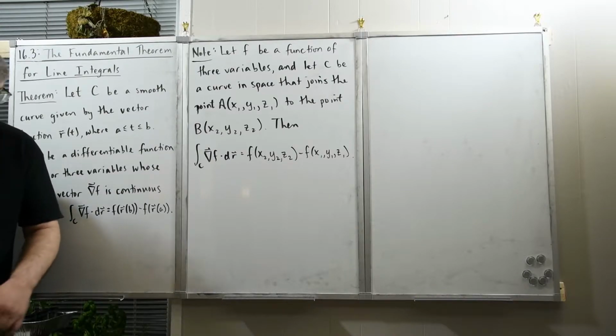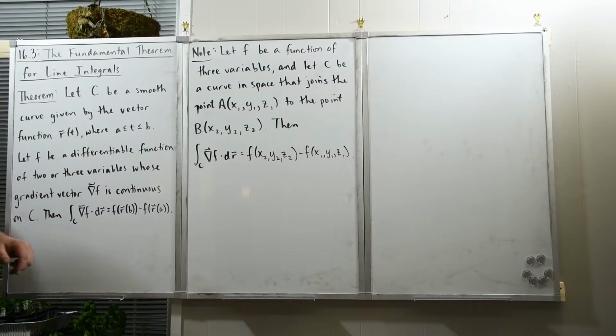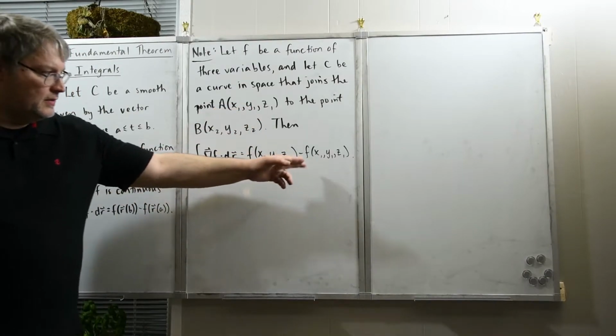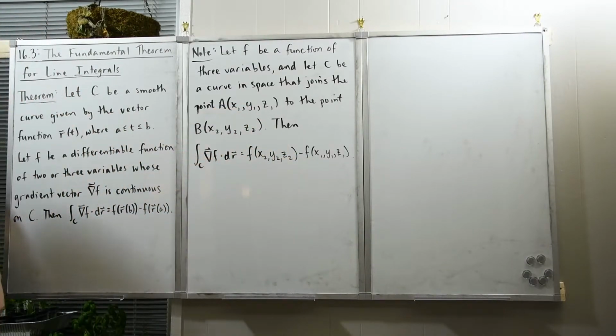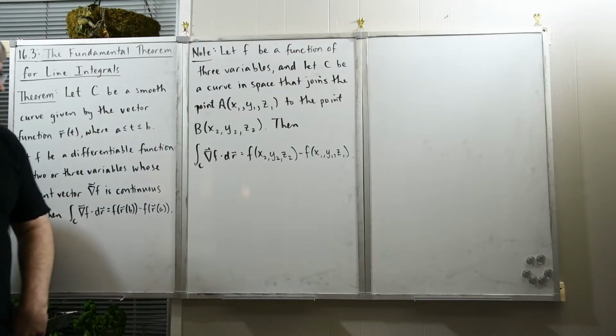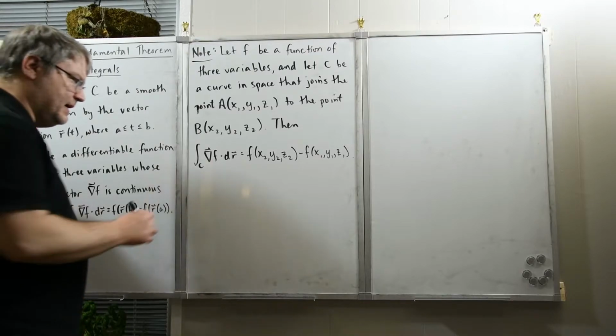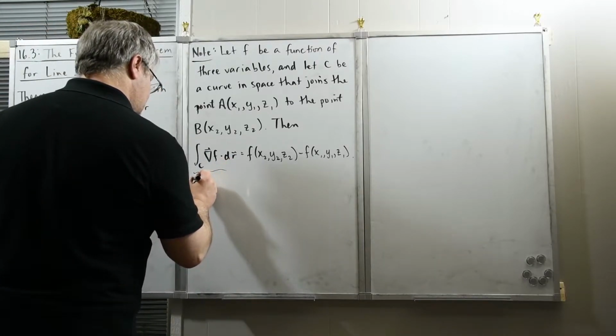So basically what this theorem is telling us is that if we were to take the terminal point of this curve and plug it into our function f, subtract away what we got when we plugged the initial point into f, that's going to be the value of our line integral of gradient f along C. Now let's take a look as to why this would be the case.